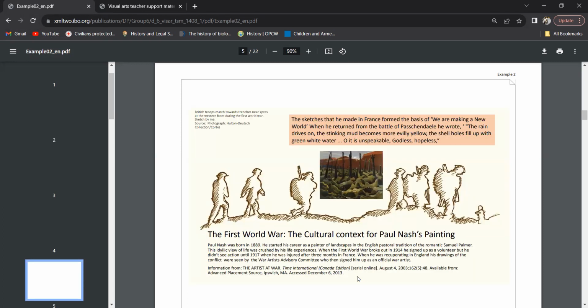Here, this is also very important. We've got context for Paul Nash's painting, showing when he was born, his career prior to joining the First World War, and then his injuries, his recuperation, and what gave him time to draw and paint these pictures. So much needed.